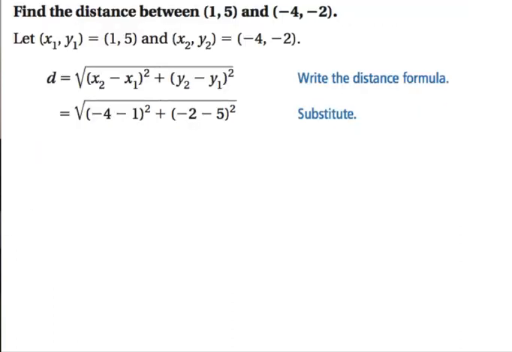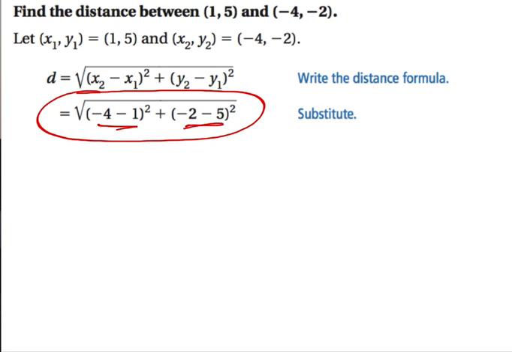Let's take a look at it in a situation here. Let's find the distance between (1, 5) and (-4, -2). First, if you just apply the distance formula and plug in your x's into the first set of parentheses and your y's into the second set of parentheses, a lot of calculators will let you type that whole thing in.